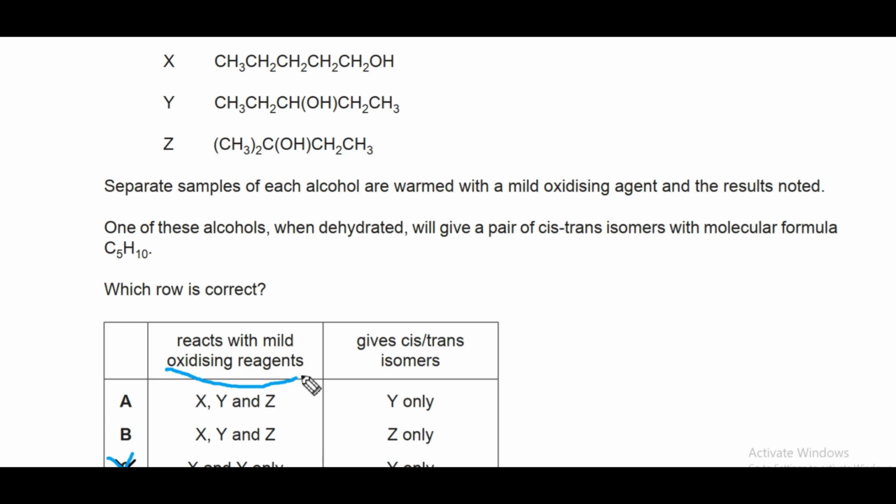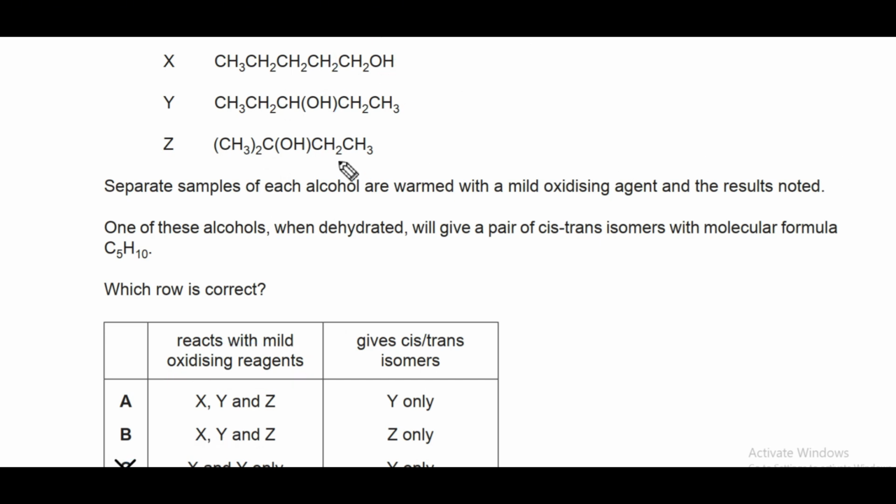Reaction with a mild oxidizing agent. X is a primary alcohol, so it will oxidize to an aldehyde. Y is a secondary alcohol, so it will go to a ketone. So X and Y only. But Z is the tertiary alcohol. Tertiary alcohol does not oxidize. Then the second part of the question, which gives cis-trans isomers: Y only gives cis-trans isomers.